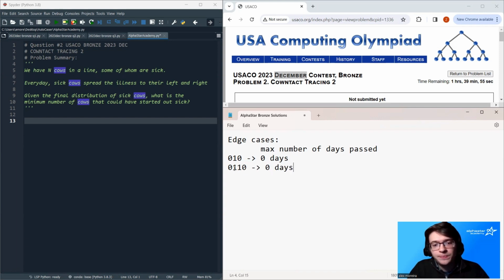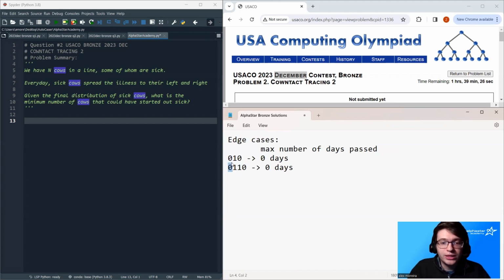Why 0 days? Well, if more than 1 day have passed, then the minimum length of the interval is going to be 3, right? So if I have 1 cow, 1 day passes, now 3 cows are sick. If I have, say, 2 cows and 1 day passes, now 4 cows are sick. So in both these cases, we'll see that 0 days have passed.